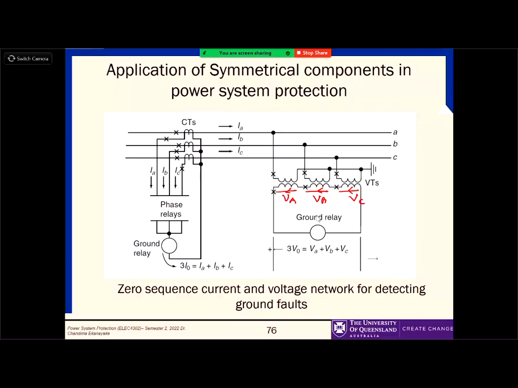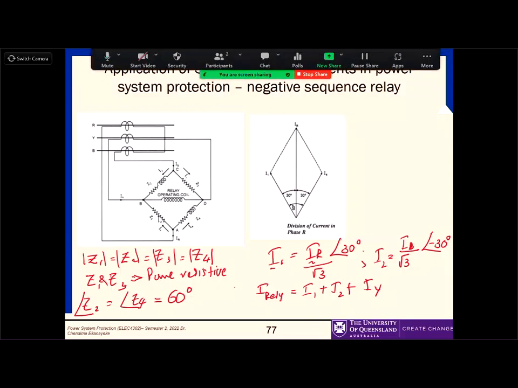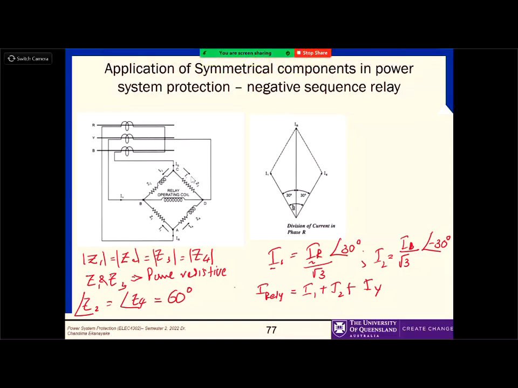Next is another one. This is how you can measure the negative sequence. Positive sequence I'm not going to talk about, because positive sequence is what you always measure and can identify. But the negative sequence, how are we going to identify it? It's, again, using this sort of principle. Mechanically you can do it. I'm not talking about numerical relays, okay?